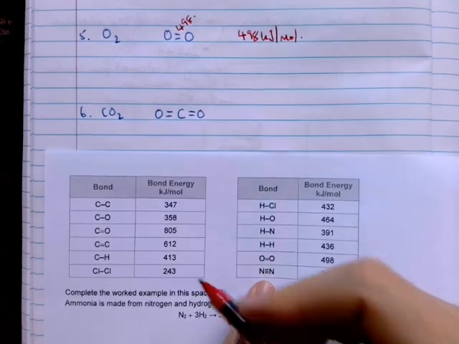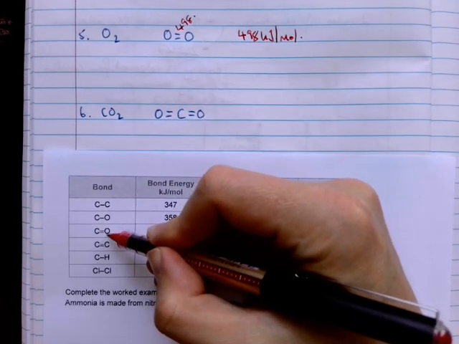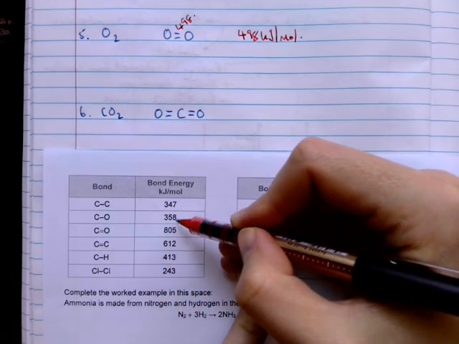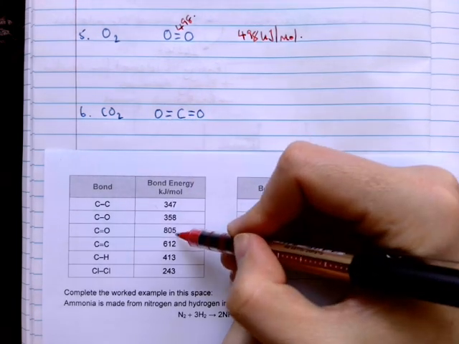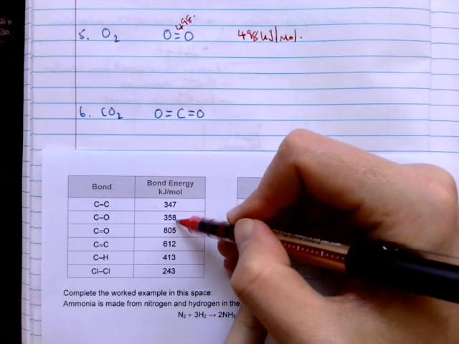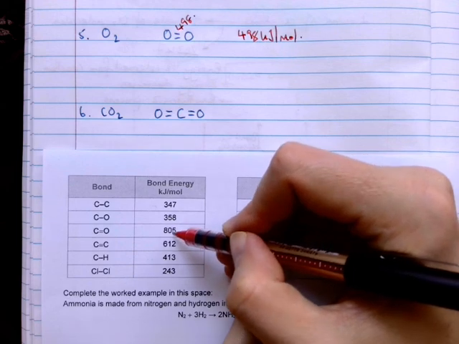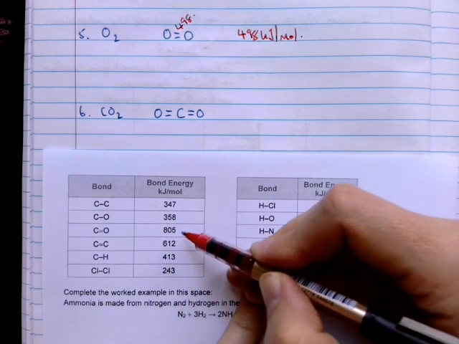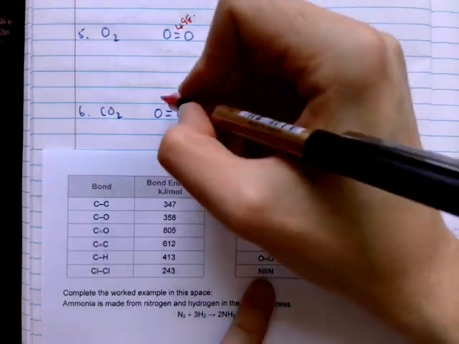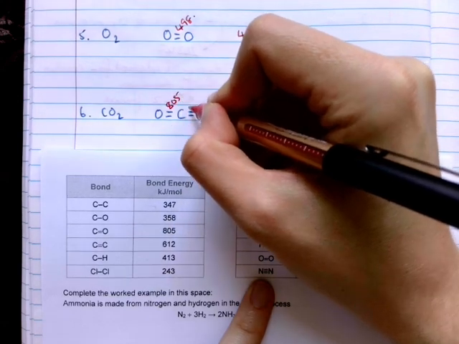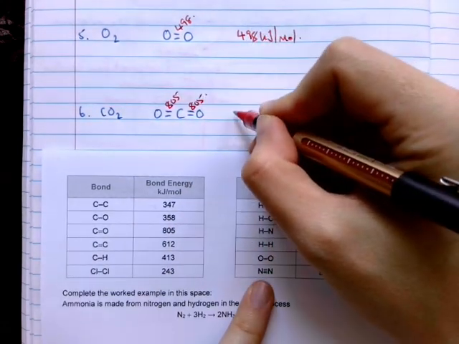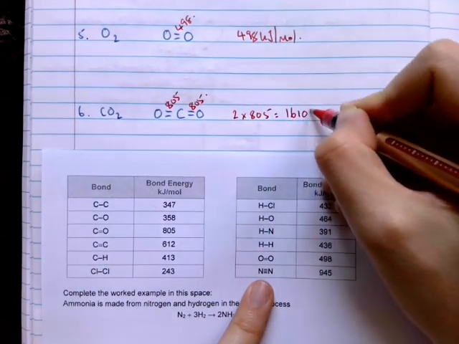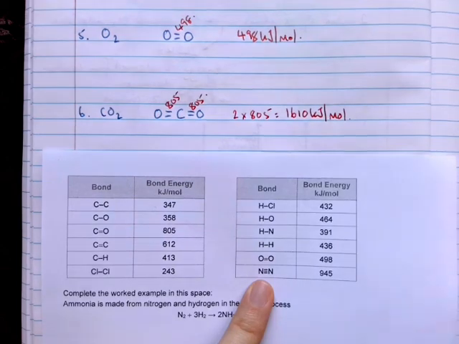CO2. All right, so here you need to choose this one because if it's a double bond, it's 805, and if it's a single bond, it's 358, and we're using double bonds. Okay, and it should be fairly obvious to you that the double bond would have a higher bond energy because the double bond is stronger, therefore it requires more energy to break. So I've got 805, 805, so it's 2 times 805, which is 1610 kilojoules per mole.